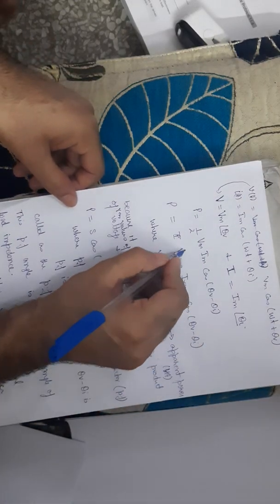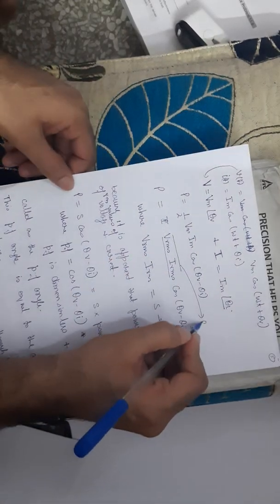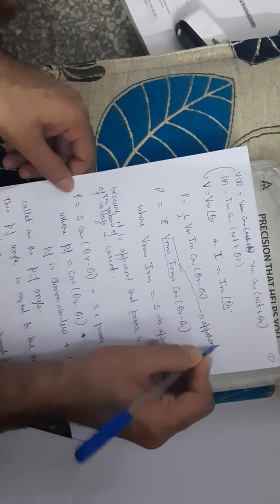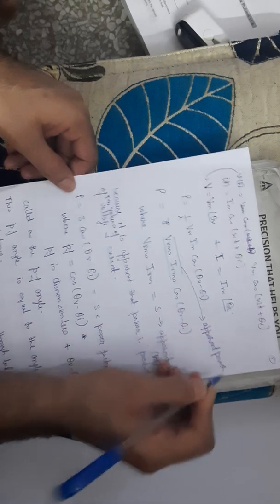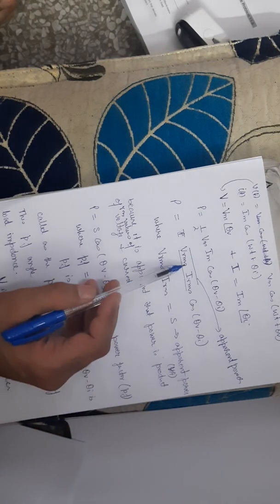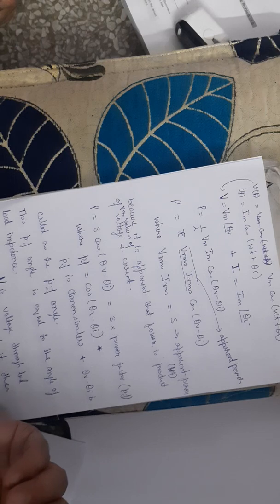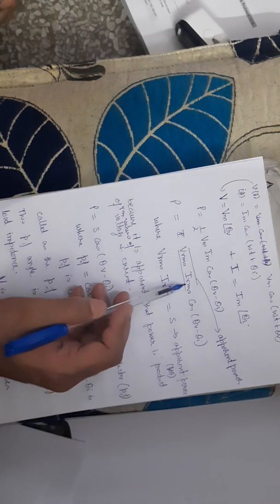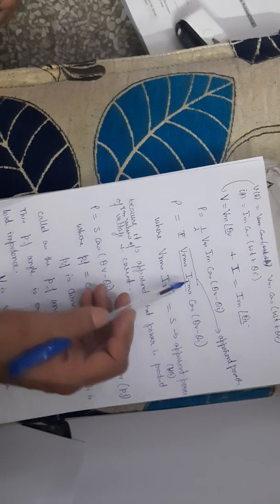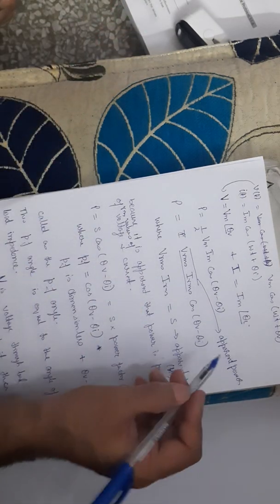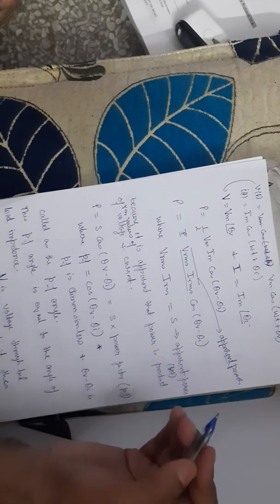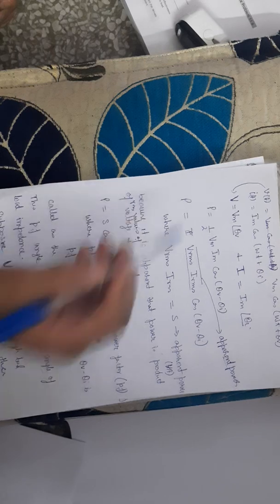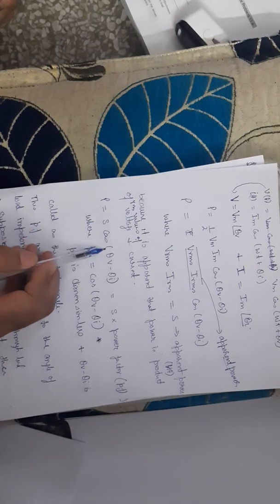Why is it called the apparent power? Because you can see that power is the product of voltage and current. Here this is the voltage and this is the current, both in RMS form. Their product is also a power, and that power we call apparent power, but it is not the actual power. Actual power is this P. So I can say that the actual power P is nothing but apparent power times the power factor.